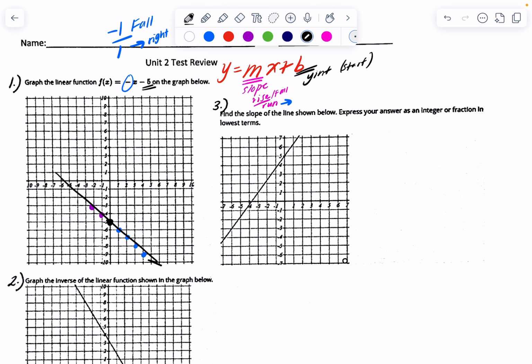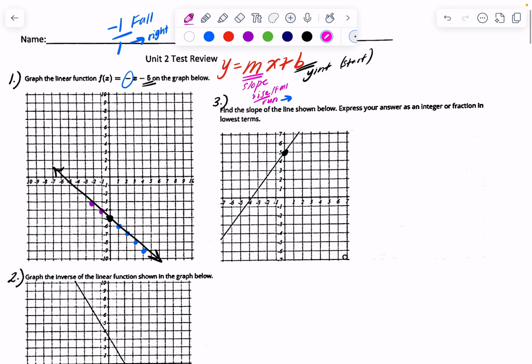Here's my line. It says find the slope of the line and express your answer as a fraction in lowest terms. So I'm going to start with the y-intercept. I'm like, okay, I'll start there. And then I'm going to go find another point that's landing at a whole number spot. So it looks like my next whole number spot is, I'm trying to move my way down. Where is it landing on a whole number?